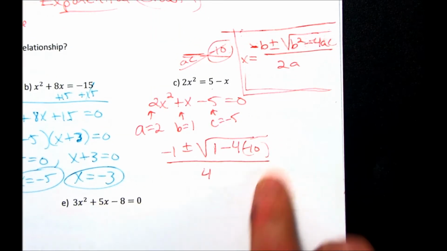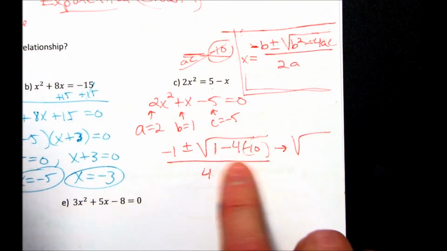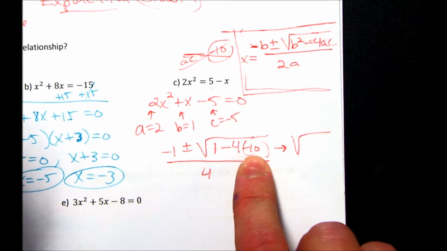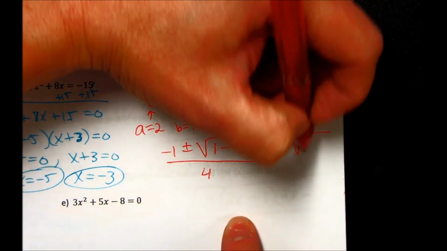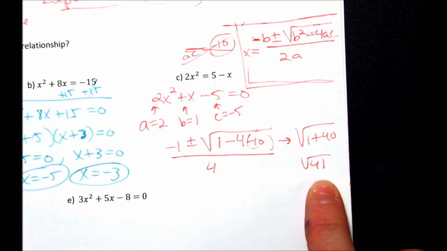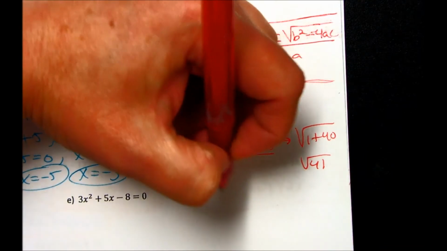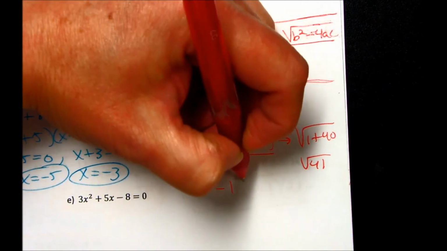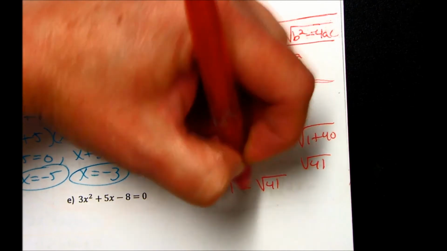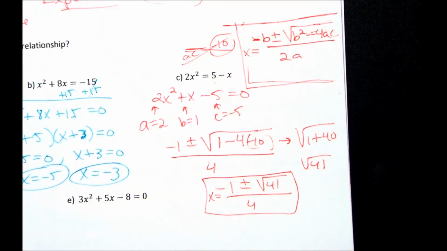So now I'm going to simplify my radical. You have to multiply first. The -4 and the -10 multiplied together would be 40. So it would be 1 plus 40, or the square root of 41. Now, what's nice about this is 41 cannot be simplified. There are no factors of 41 that are perfect squares, so we would just leave it in radical form. And your solution then would be -1 plus or minus the square root of 41, over 4. So that's what x equals.